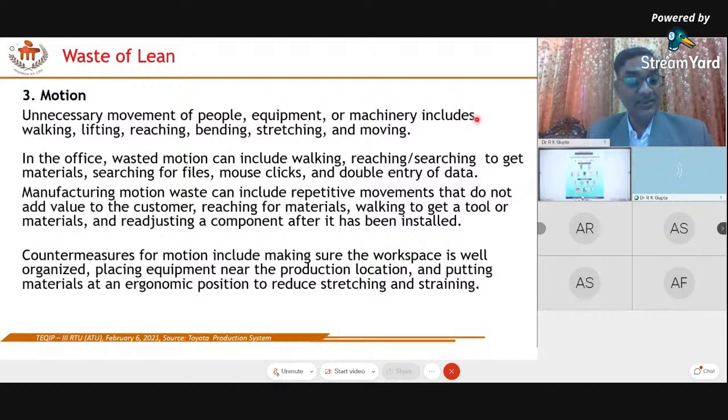What waiting time means is the computer waiting to upload a program. That is waiting time, but not when the program is going on. Once we have started uploading the program into the desktop or laptop, that is not waiting time. That is working time. Okay. So in a manufacturing facility, waiting waste can include waiting for material to arrive. That is waiting time. Means we are waiting for the raw material.